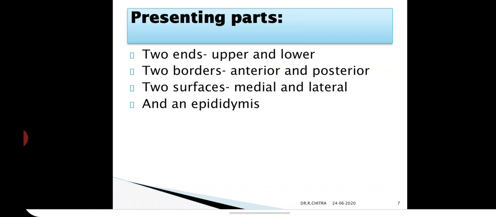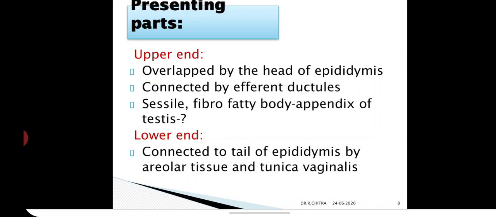Presenting parts are very simple for the testis: upper and lower end, anterior and posterior borders, medial and lateral surfaces, and an epididymis. So these are the presenting parts of the testis. Upper end is overlapped by the head of the epididymis. So the end which has the head of the epididymis, you should tell that end as the upper end. And it is connected to the epididymis by the efferent ductules. You can see the efferent ductules in the upper end.